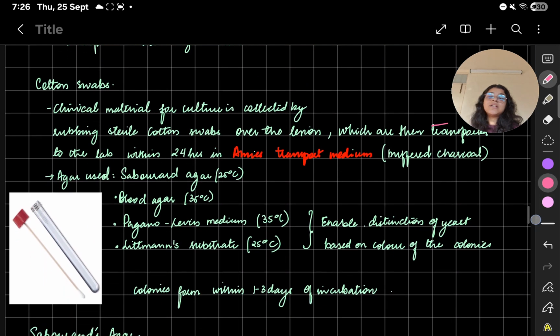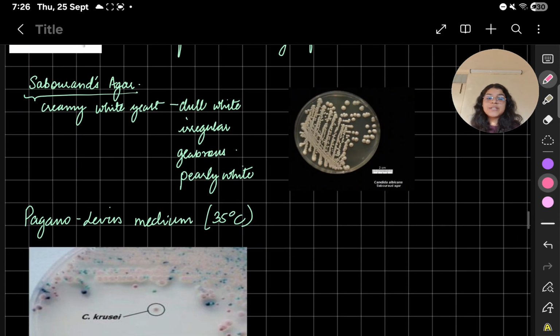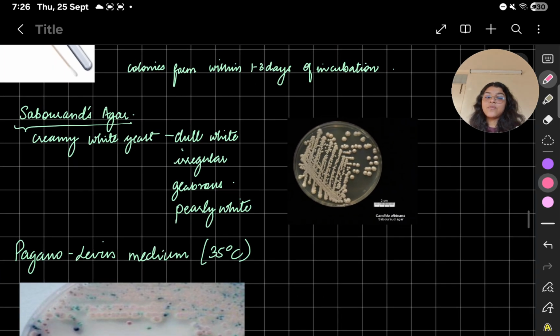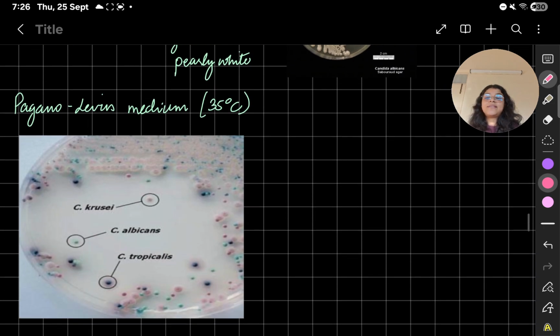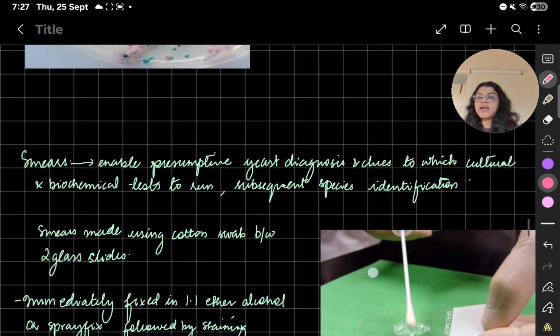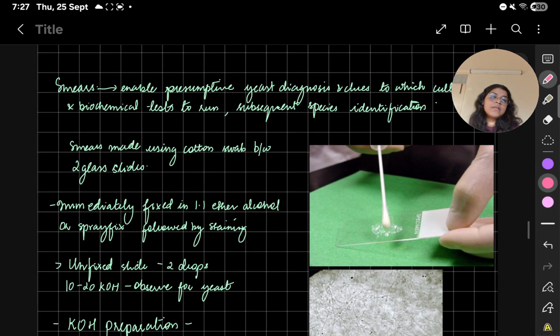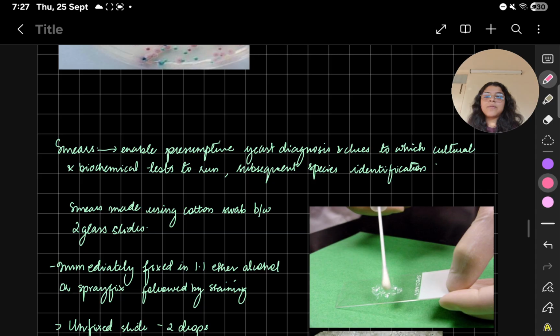Okay, so these are the agars. The most used agar is Sabouraud agar, which is creamy white. Yeast, okay, a dull white, irregular, glabrous, pearly white appearance you will see of Candida albicans, as seen in this photo. And Pagano-Levin medium at 35 degrees Celsius you have to keep. Like this it looks. And you have smears. So we learned about cotton swabs. Now we are learning about smears.